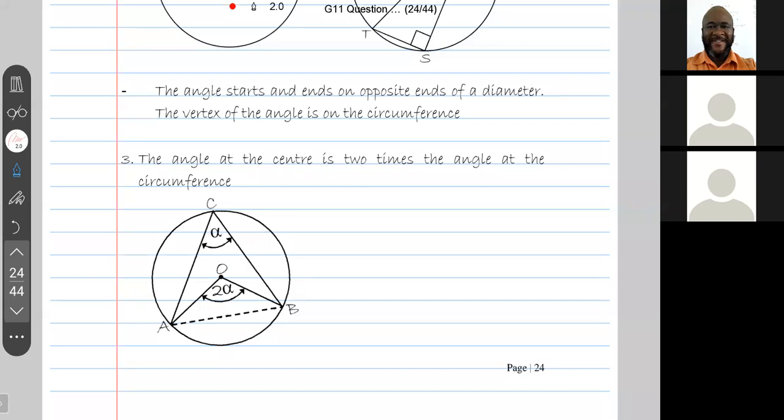All right, so circle theorem number 3 says the angle at the center is 2 times the angle at the circumference. The angle at the center is equal to 2 times the angle at the circumference. So let us see how we identify the angle at the center and the angle at the circumference. This is the center of the circle. This is a chord. Let's say this is my chord AB.